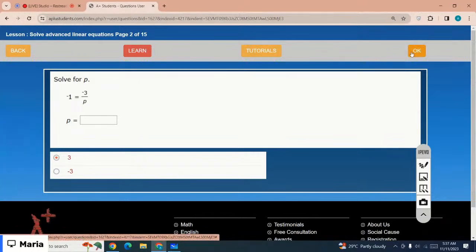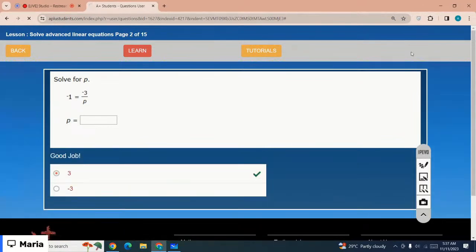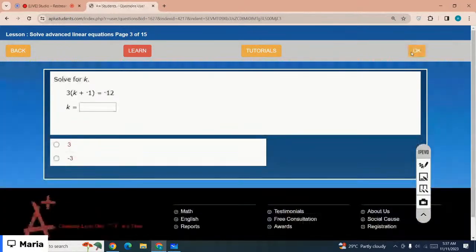Okay, the next one is 3 times (k plus negative 1) equals negative 12. So which option? You have to do 3k. The correct option is negative 3.